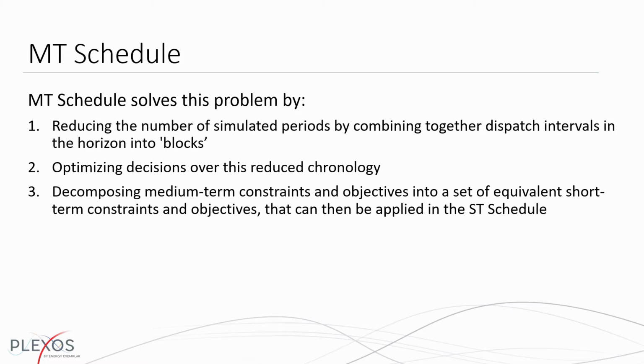The MT schedule solves this problem by first reducing the number of simulated periods by combining together dispatch intervals in the horizon into blocks. So instead of considering all 8,760 hours in a year, we consider a reduced number of blocks. Second, it then optimizes decisions over this reduced chronology. Third, we can then decompose medium-term constraints and objectives into a set of equivalent short-term constraints and objectives that can then be applied to the ST schedule.